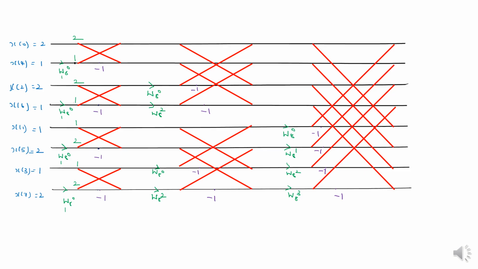I am changing the color for better understanding. So it is 2 plus 1, so the value at this particular point is 3.